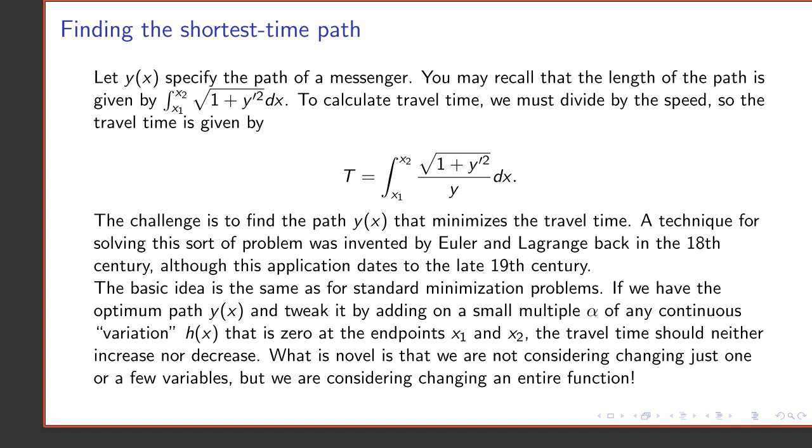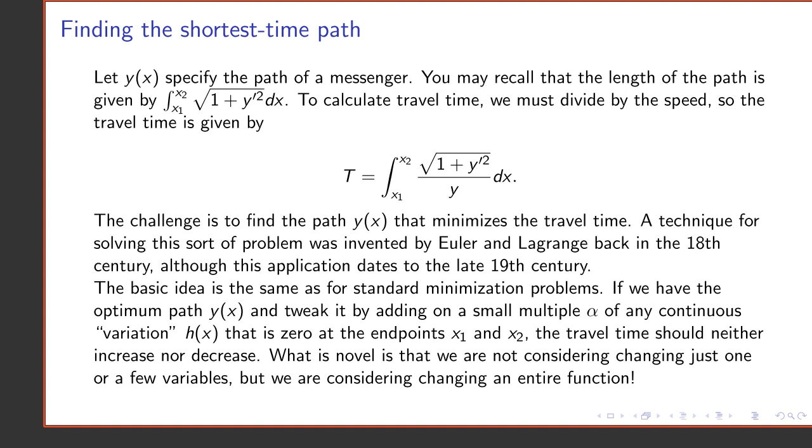And the basic idea of Euler and Lagrange is the same as for minimization problems in elementary calculus. If you have a variable and you want to find what value of that variable minimizes a certain quantity, what you do is say, well, I'm going to try adding or subtracting a little bit, and if I've got the minimum, nothing is going to change. So I'll set the derivative equal to 0. Here we're going to do the same thing.